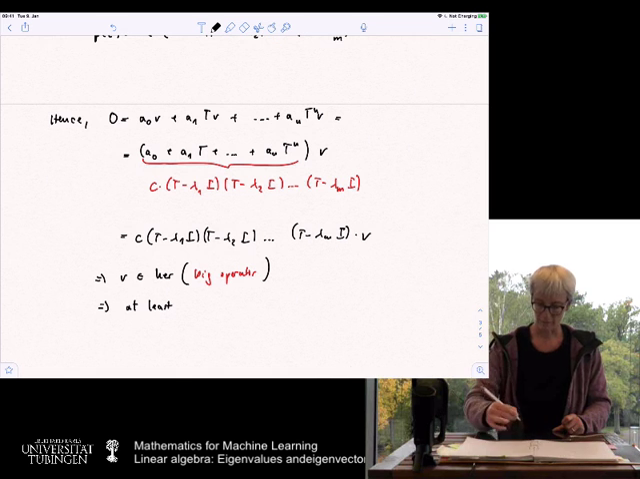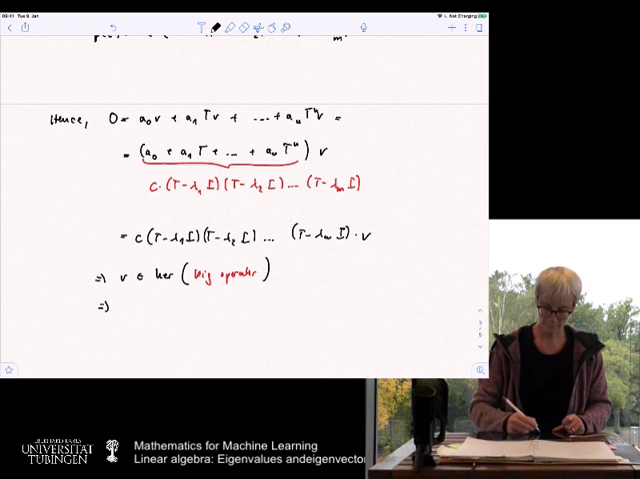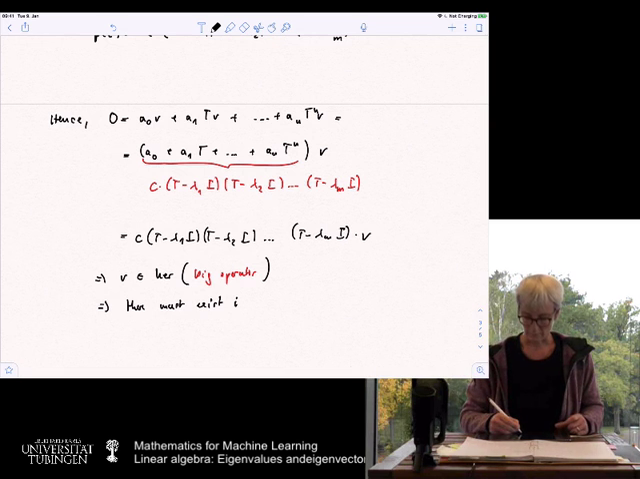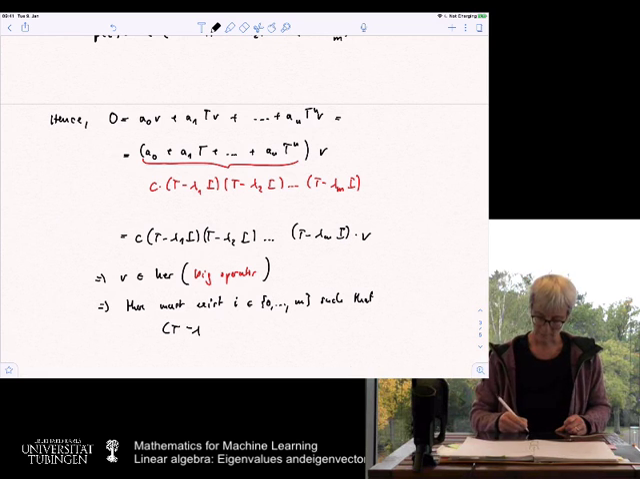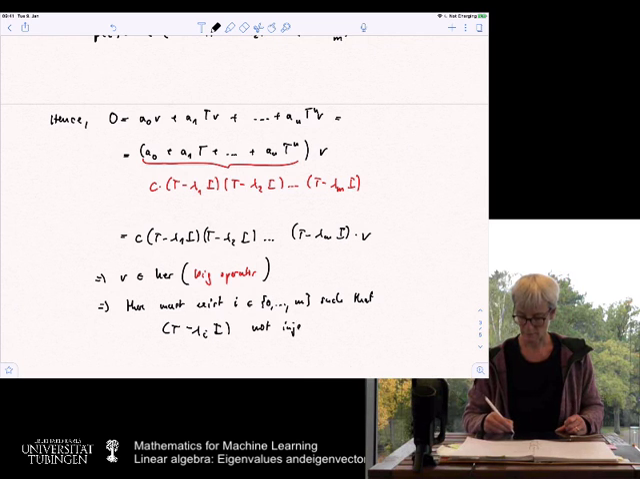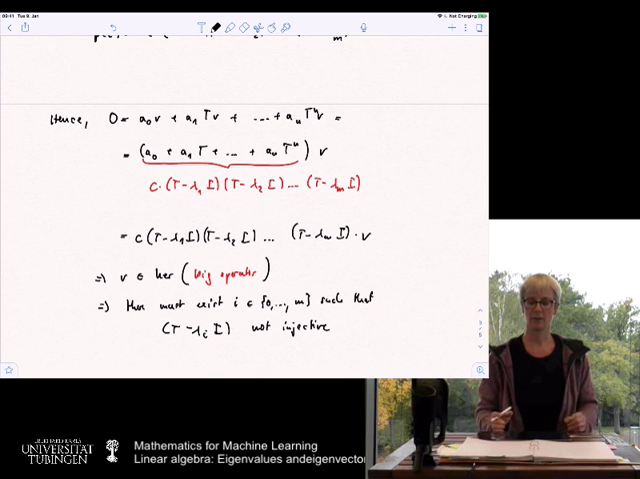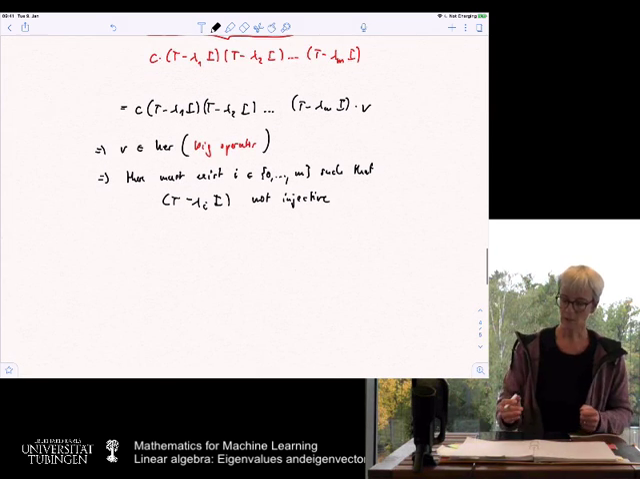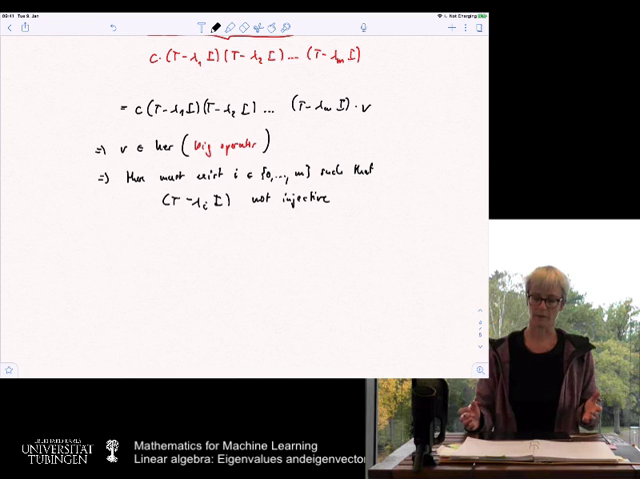There must exist an i between 0 and m such that t minus lambda i, the identity, is not injective. Otherwise, if all of them would be injective, then the whole mapping would be injective and then the kernel would be 0. But there is somebody in the kernel. So we know that such a guy must exist.